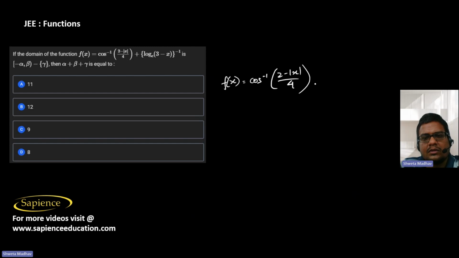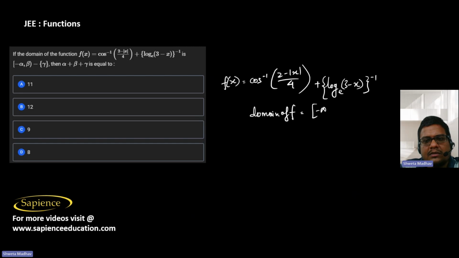Then here it is told, find the domain of the function f of x that is equal to cos inverse of (2 minus mod x) by 4 plus 1 by log base e of (3 minus x). It is told that the domain of the function f is given as minus alpha to beta minus gamma. Then alpha plus beta plus gamma is equal to how much?